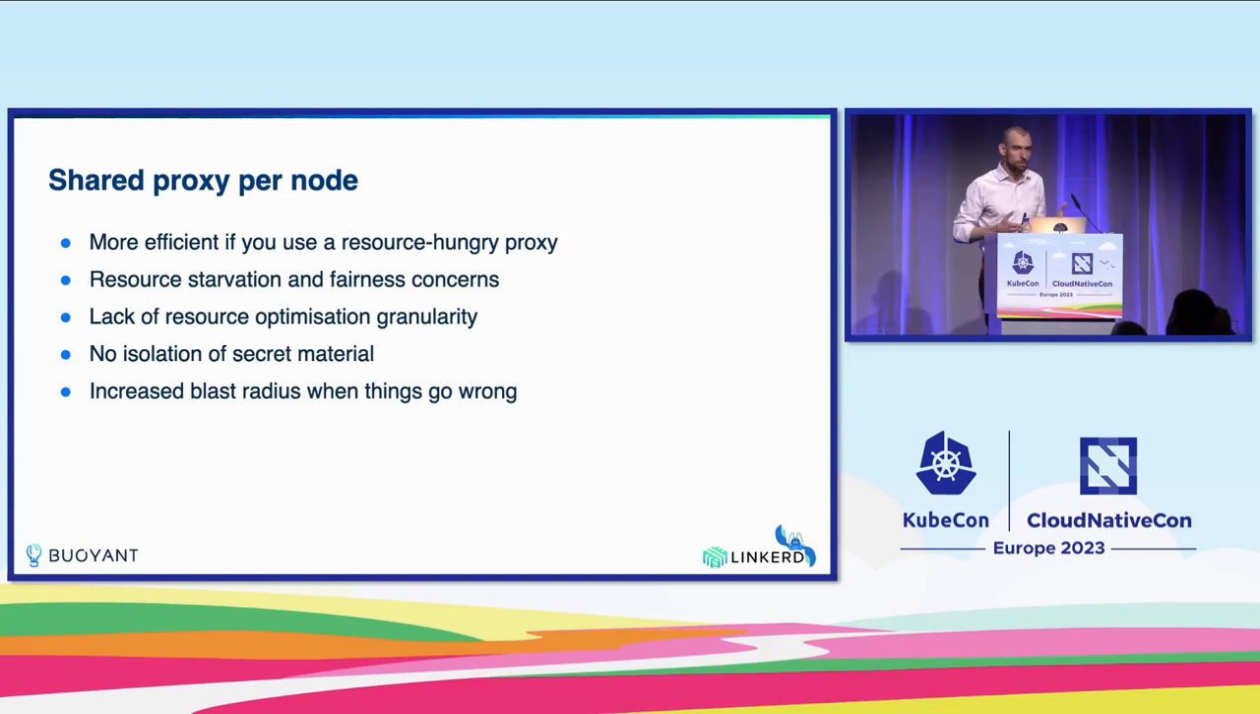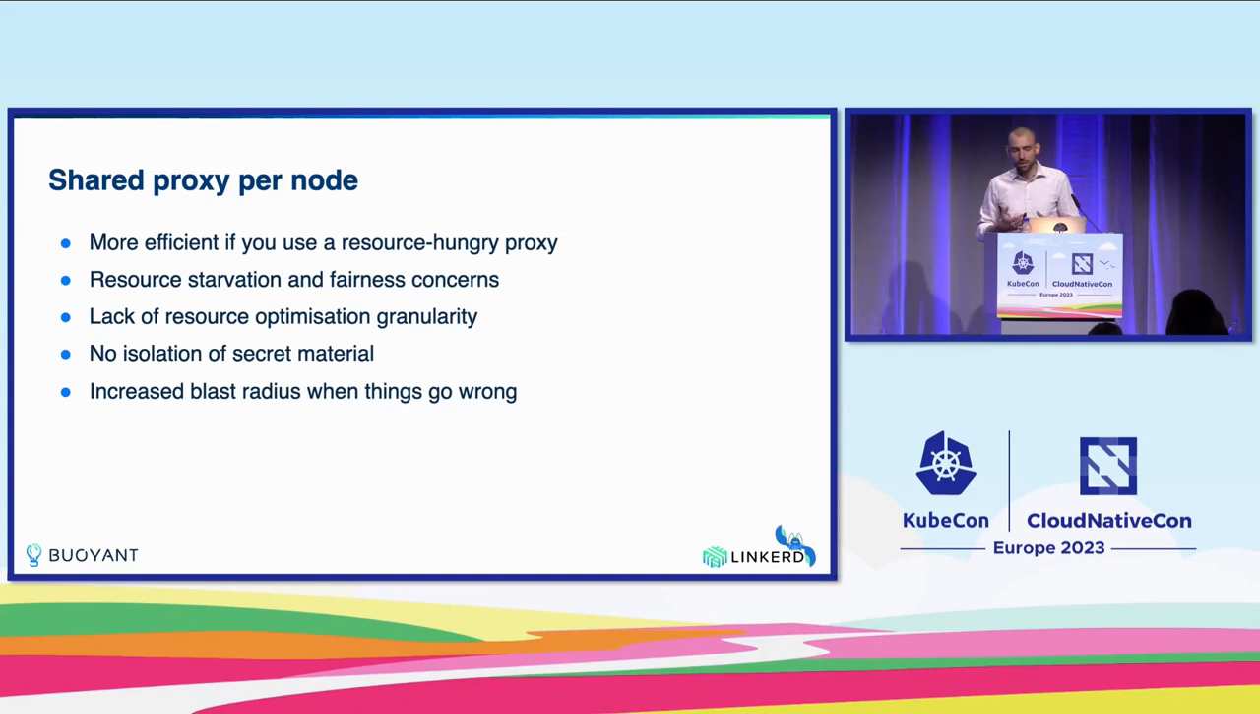This proxy might need a certain amount of resources now, but tomorrow the Kubernetes scheduler might decide to put some other pods on this node, and now the resource consumption characteristics of this proxy all of a sudden change. So you can't really reason very well about all of that.